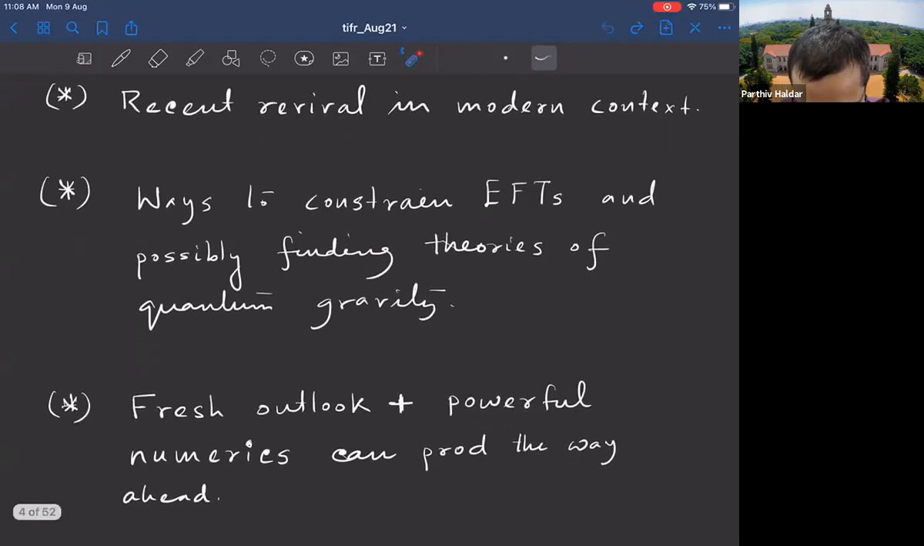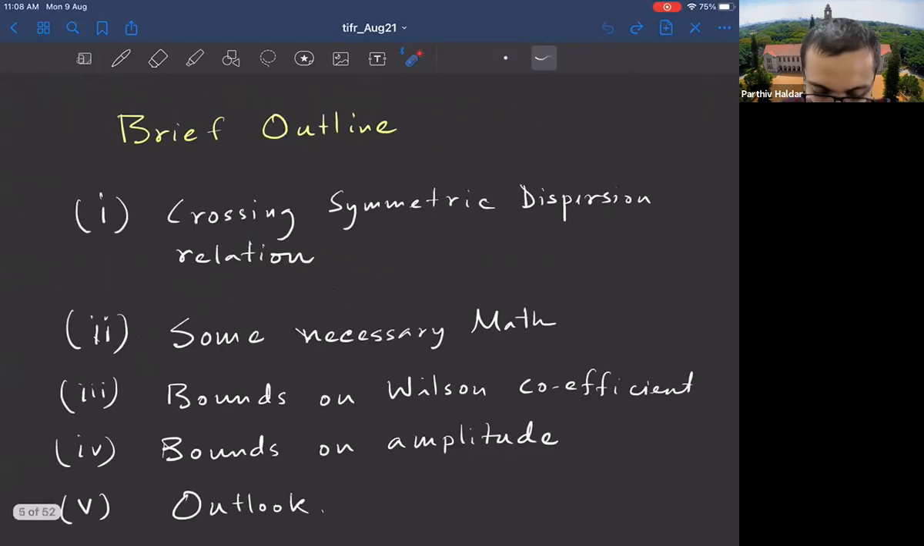So it is in this context that my talk is going to be. Here is a brief outline. We'll start with something called a crossing-symmetric dispersion relation. We'll then do a little digression into some necessary math that we'll require, which will ultimately enable us to put some bounds on Wilson coefficients, the EFT expansion. We will also be able to bound the amplitude itself. And finally, we'll give some outlook and what kind of directions can be explored.